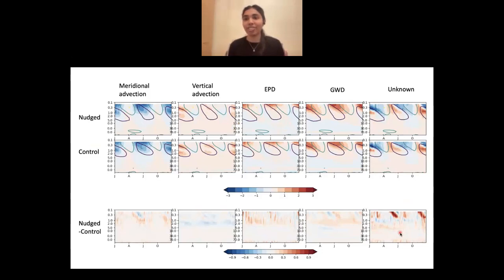So I can't actually assign any particular forcing to where the difference between the nudged and control is coming from. What I know for sure is that the nudging in the QBO region helps to create an annual variability in the semi-annual oscillation, but we are not sure which forcing term is actually getting improved because of this.